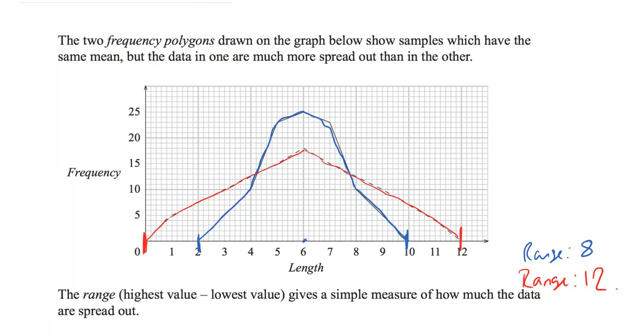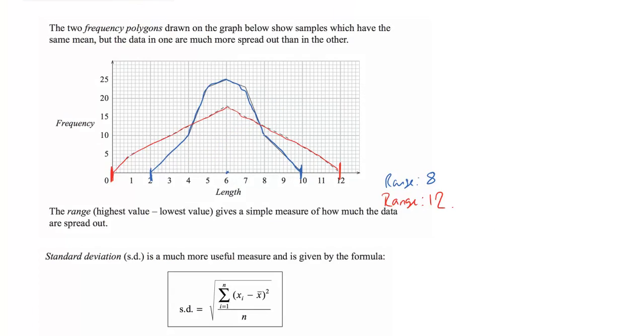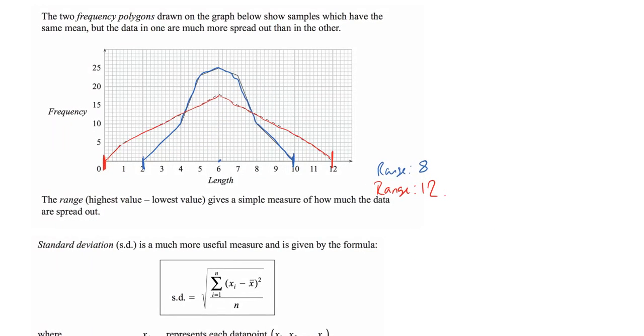So that would be our very basic way of saying that the red data set is more spread out than the blue data set. However, this isn't very powerful, and it's not that useful when it comes to real-life applications, so we need something else. So we're going to introduce the standard deviation. This really is about how far away, on average, each point of data is from the mean, the center of the data set.